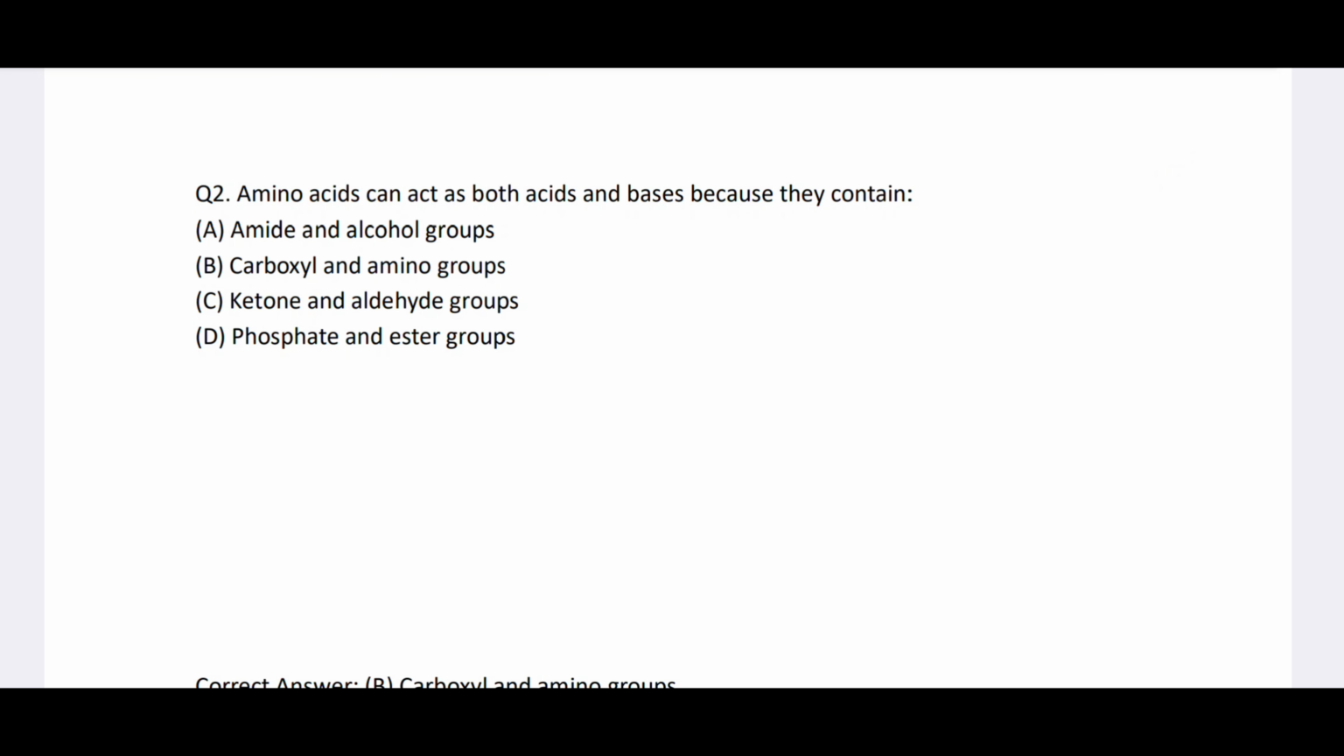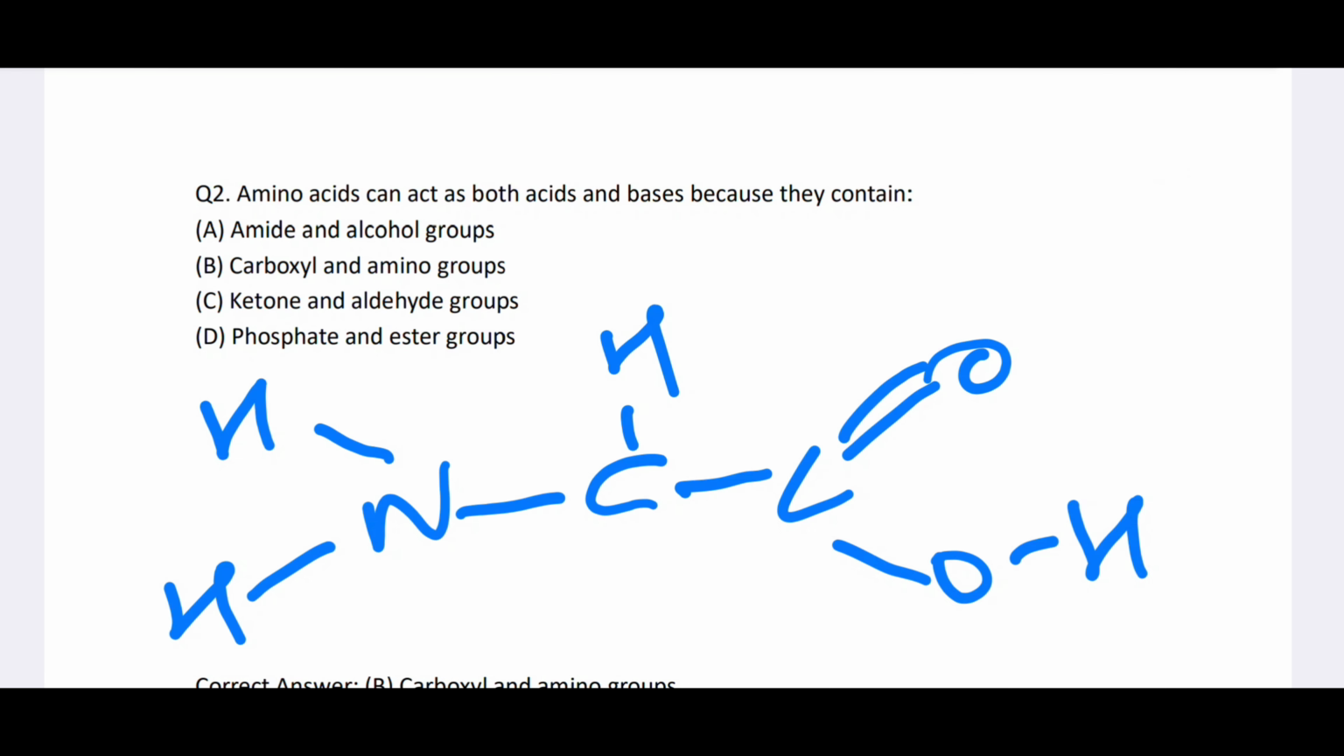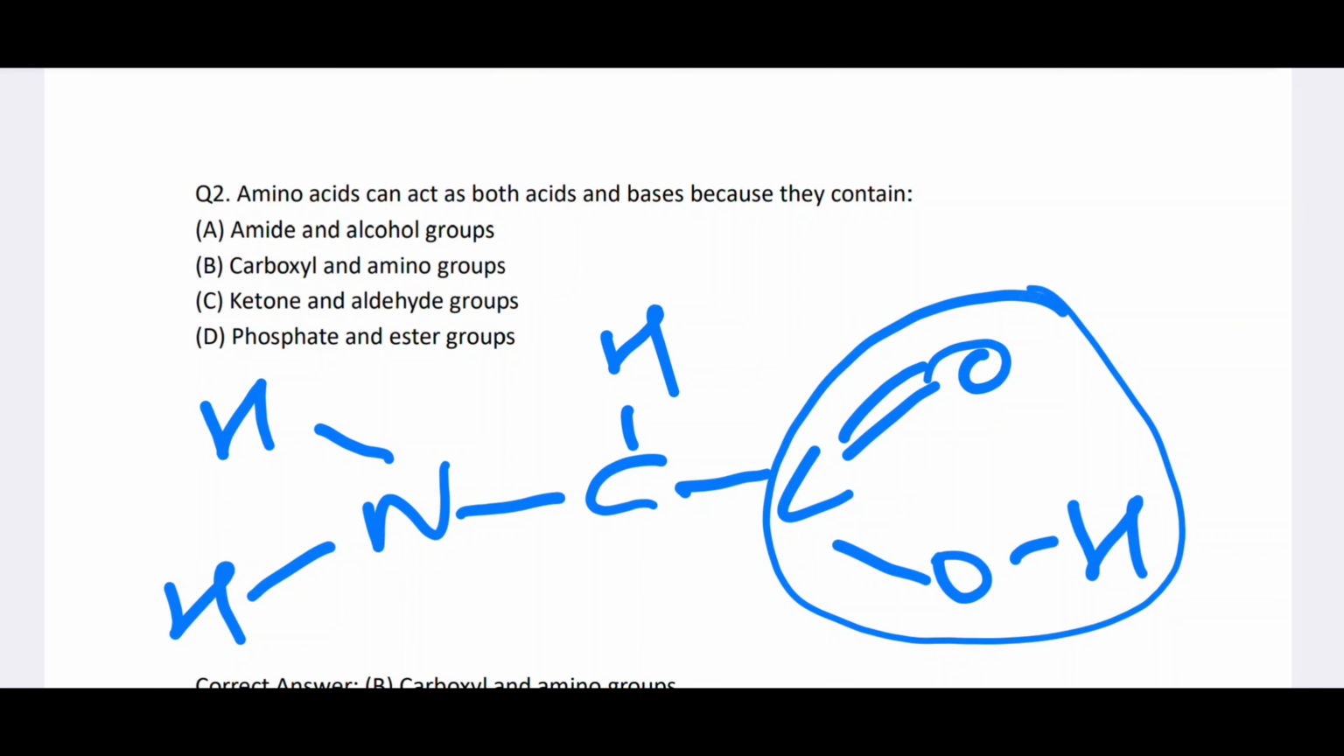Question number 2 is, amino acids can act as both acids and bases because they contain. The right answer here is option B, which is carboxyl and amino groups. Amino acids can act as both acid and base because they contain both an acidic group, which is the carboxyl group, and a basic group, which is the amino group. So it contains both acidic and basic groups in the same molecule.